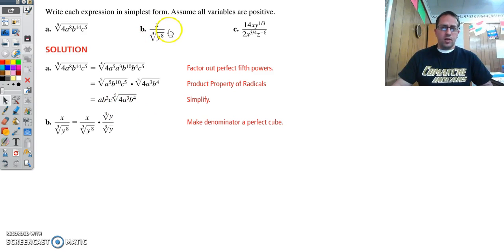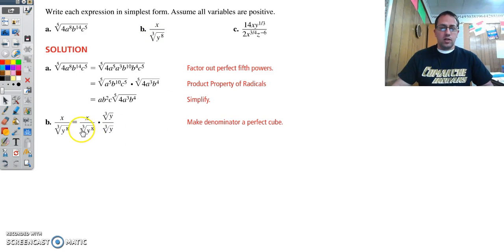B. Well, our problem with B is that we have radicals in the denominator, and as you know, we're not allowed to have that, so it's not simplified form. So we need to get this to be a perfect cube. Y to the 8th is not a perfect cube. So how many more y's do we need in order to make this a perfect cube? Well, we want this exponent to be a multiple of the index. So 9 would be a perfect cube. So I need one more cube root of y.